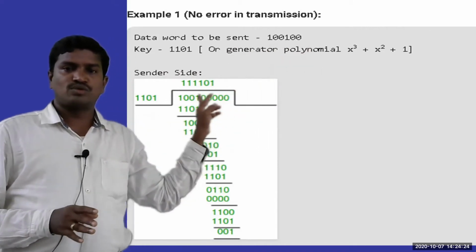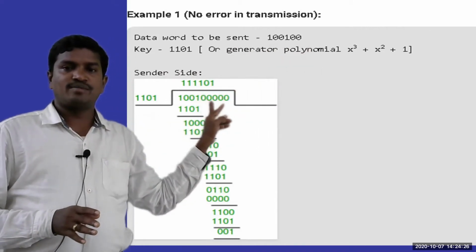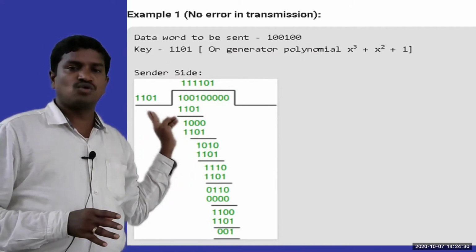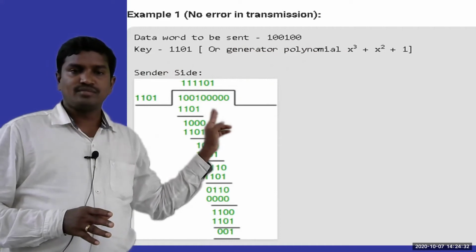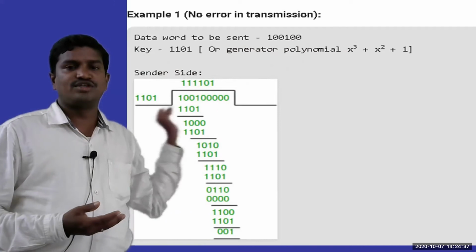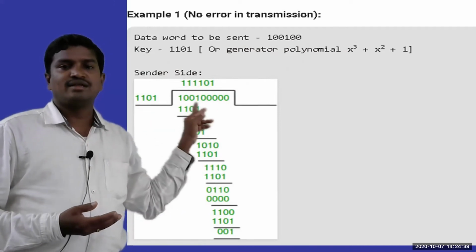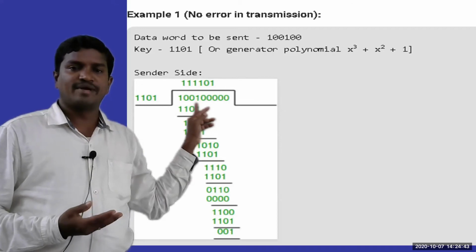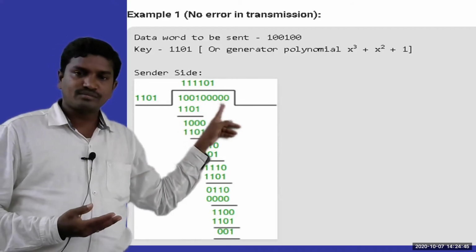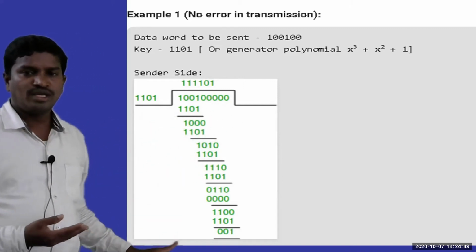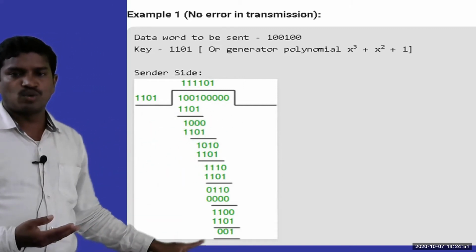When you got 100 100 as your data, how many number of zeros are added? This depends on the divisor. If you take a divisor of size 4, the number of zeros to be appended is what? N minus 1. If divisor size is n, then the number of zeros to be appended to the data word is n minus 1. So now this time 3 zeros are added and the same process is followed and we got a remainder of 0 1 1 at the end.